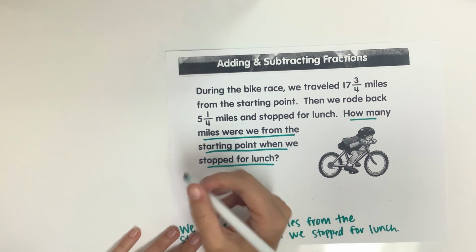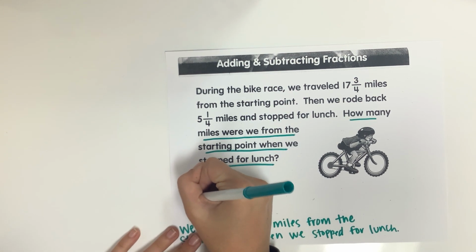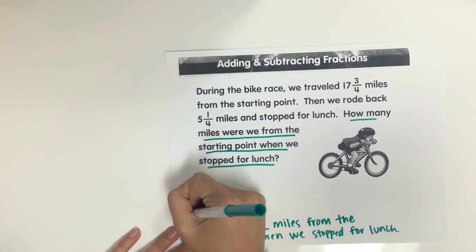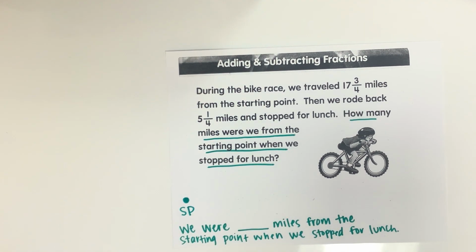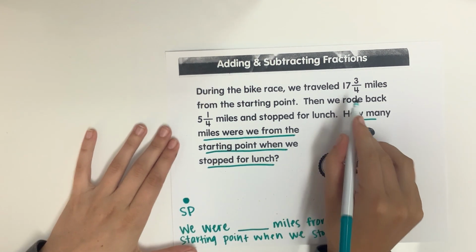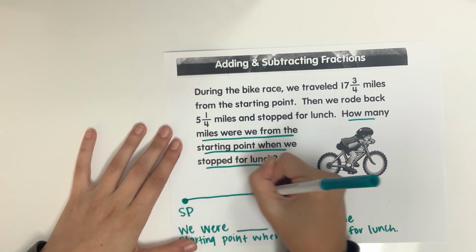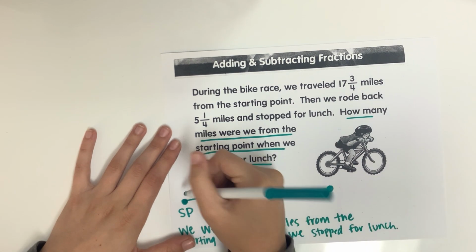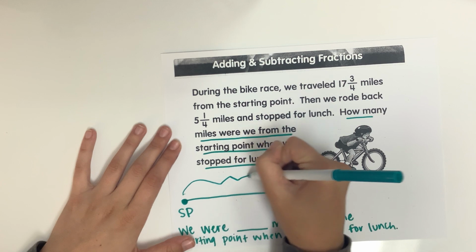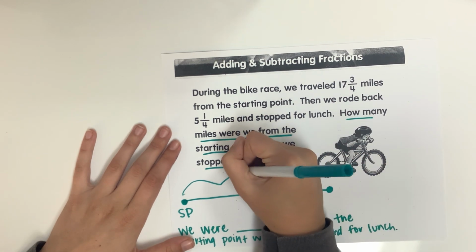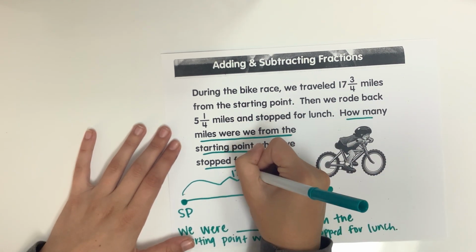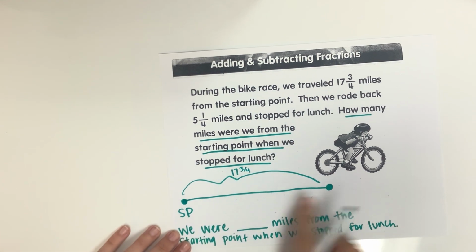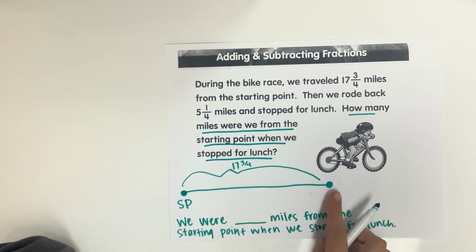So there's a starting point, right? So I'm going to draw a little dot. I'm going to label it SP for starting point. We traveled 17 3/4 miles from the starting point. So they traveled all this way. And how far is this distance? It's 17 3/4. So all the way over here is 17 3/4.